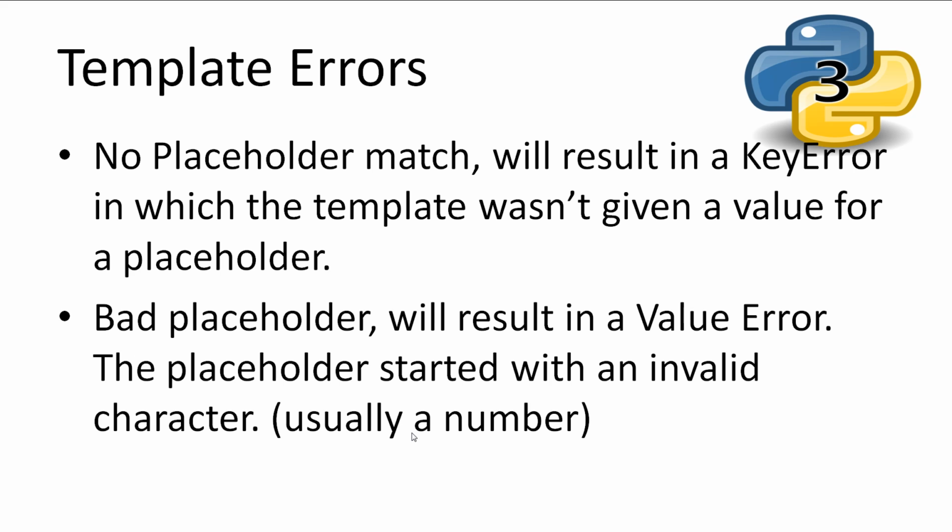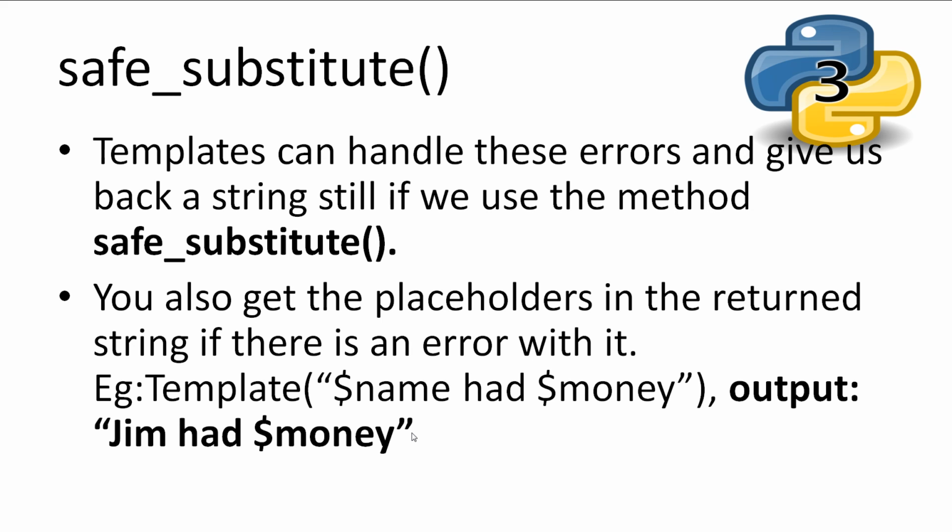And secondly, we have a bad placeholder, which will give a value error. This is usually a placeholder starting with an invalid character or being non-existent, though it's usually a number. We can have the template handle these problems for us by using the safe_substitute method of the template class. This will return a string no matter what. However, any unresolved keys and braces will be left in the resulting string.